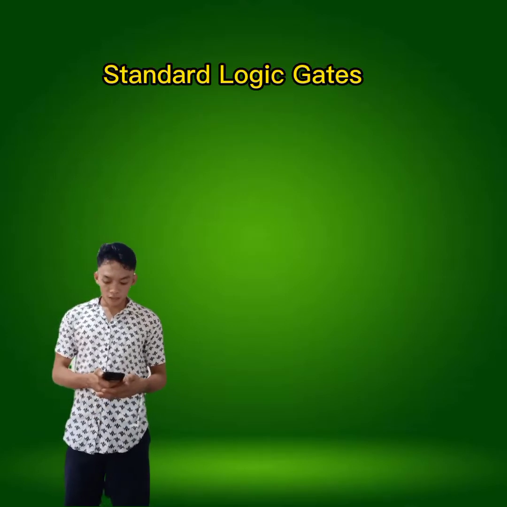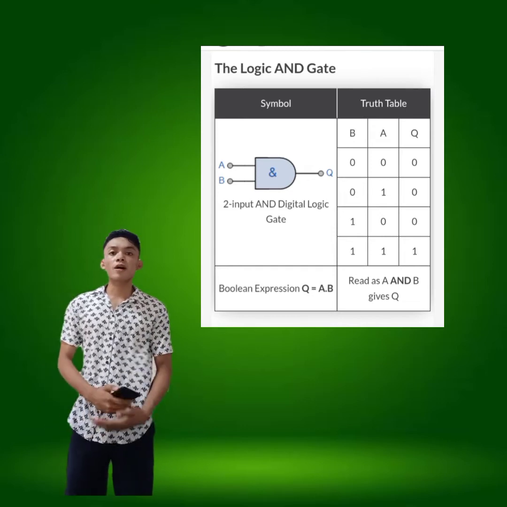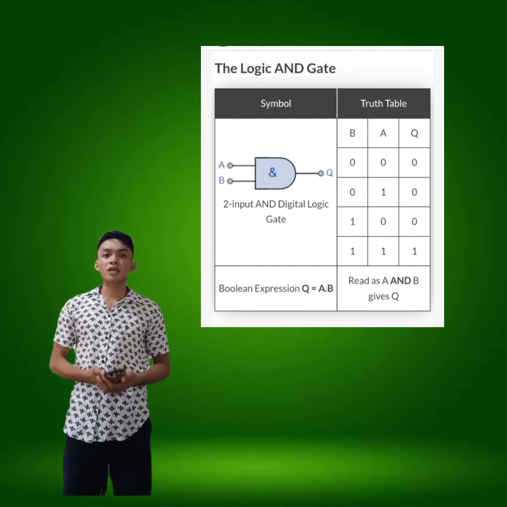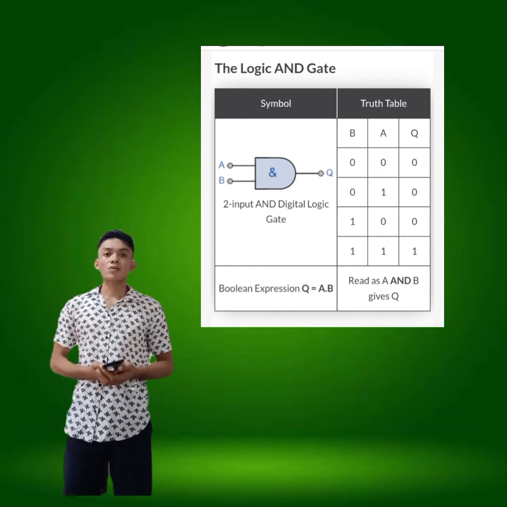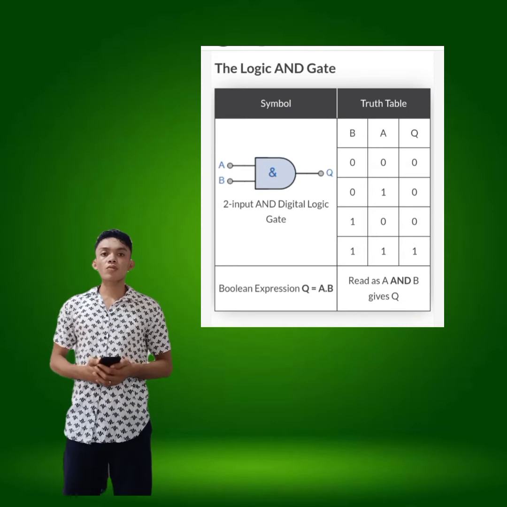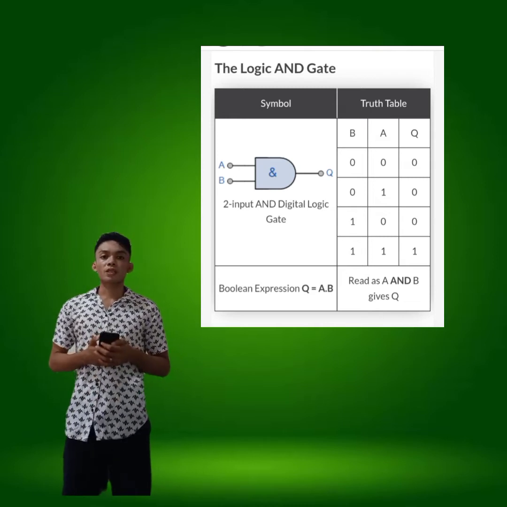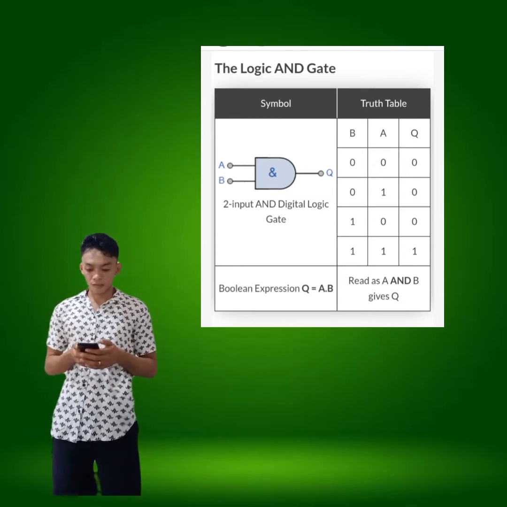Standard logic gates. So this is the symbol and the truth table of the logic AND gate. The symbol of the AND gate has 2 inputs. And the truth table is: B 0 0 1 1, A 0 1 0 1, Q 0 0 0 1. So the Boolean expression is Q equals A and B, or read as A and B gives Q.